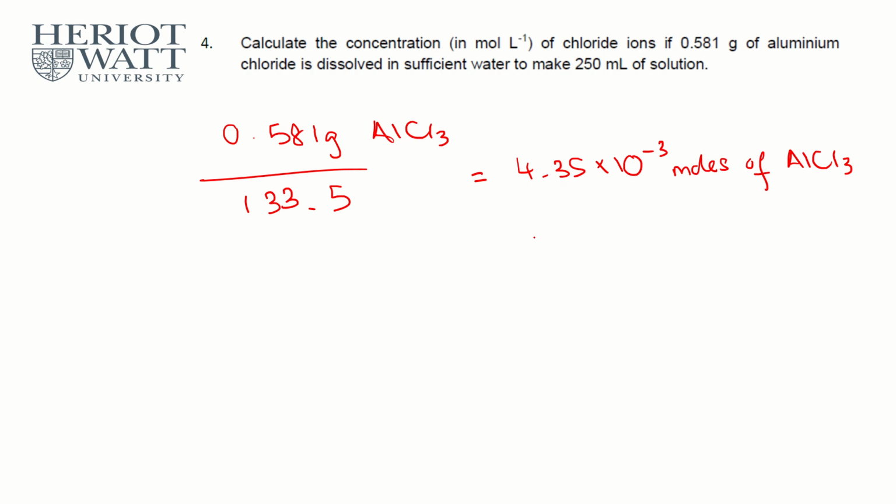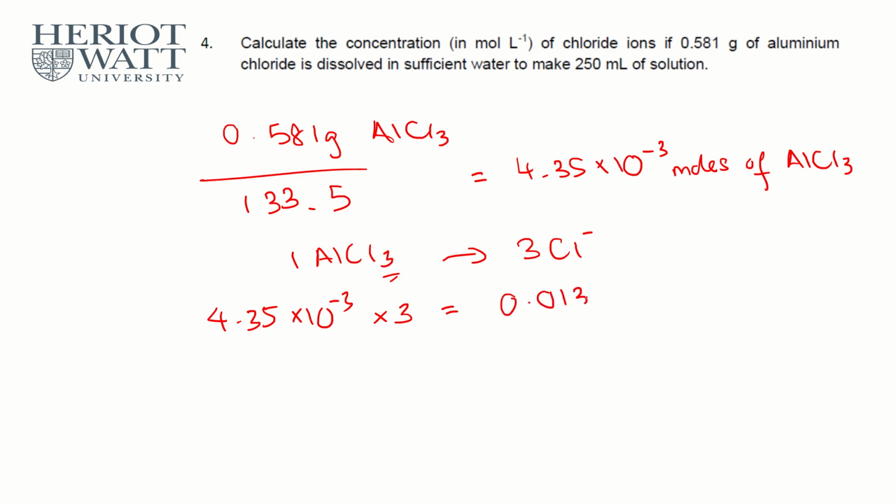So this is the moles of AlCl3. In other words, what is the number of mole of chloride ions then? So 1 AlCl3 gives you 3 Cl minus. See that? 3. So 4.35 times 10 to the power of -3 moles of aluminum chloride times 3, you will get the total mole of chloride, which is 0.013 moles Cl minus. So this is the mole of chloride from this aluminum chloride. Okay, so we get a specific mole of chloride.